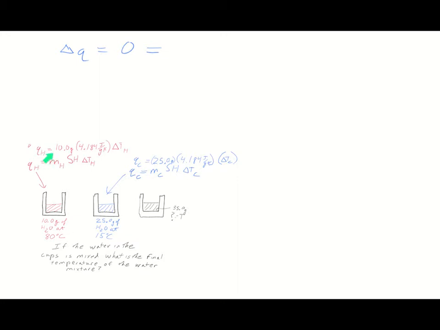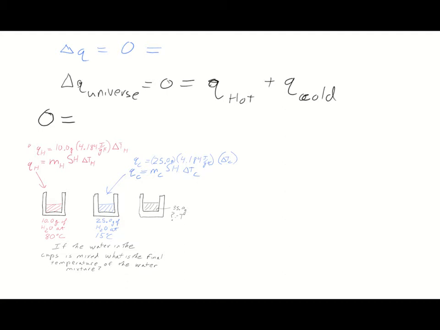And since exothermic processes, such as the hot water cooling, have the opposite sign of endothermic processes, the cold water warming, we can safely say, based on the law of conservation of energy, that since the change in the energy of the universe, the change in the heat flow of the universe, is equal to 0, and our universe consists of two parts, our hot water and our cold water, then the heat flow of our hot water plus the heat flow of our cold water has to be equal to 0.